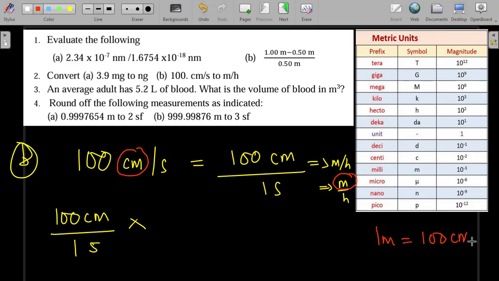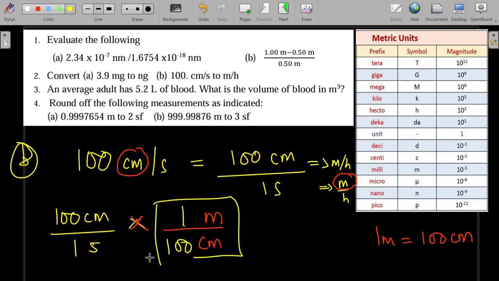100 centimeters. Okay, so I'm going to say times, and then since centimeter is on top here, for it to disappear, it has to be down there. I'm going to draw a line, and then on top, I'm going to put a meter. 1 meter makes how many centimeters? 100. So this is the conversion factor here. I've written it in that form to cancel out the centimeter.